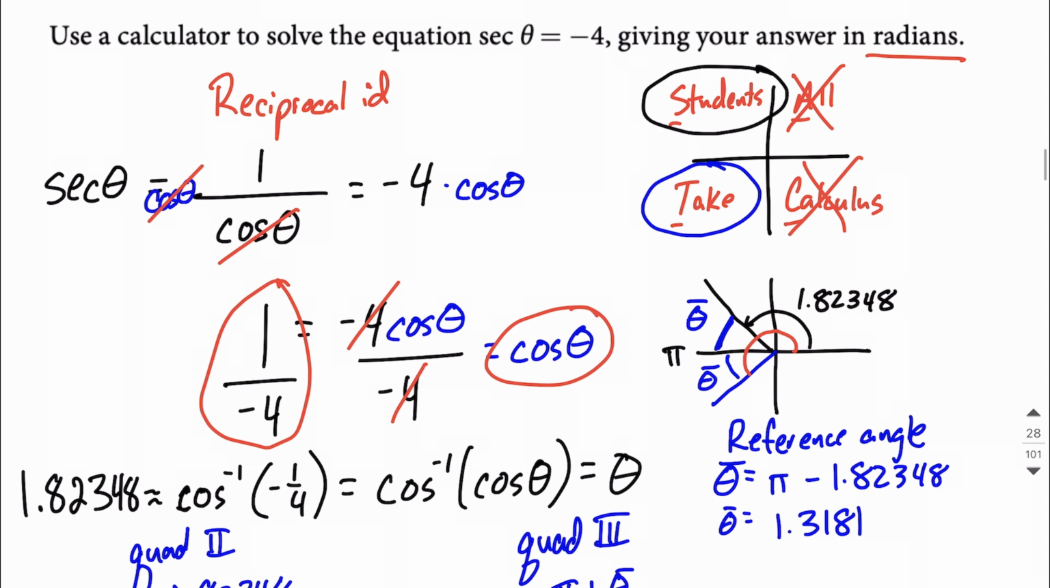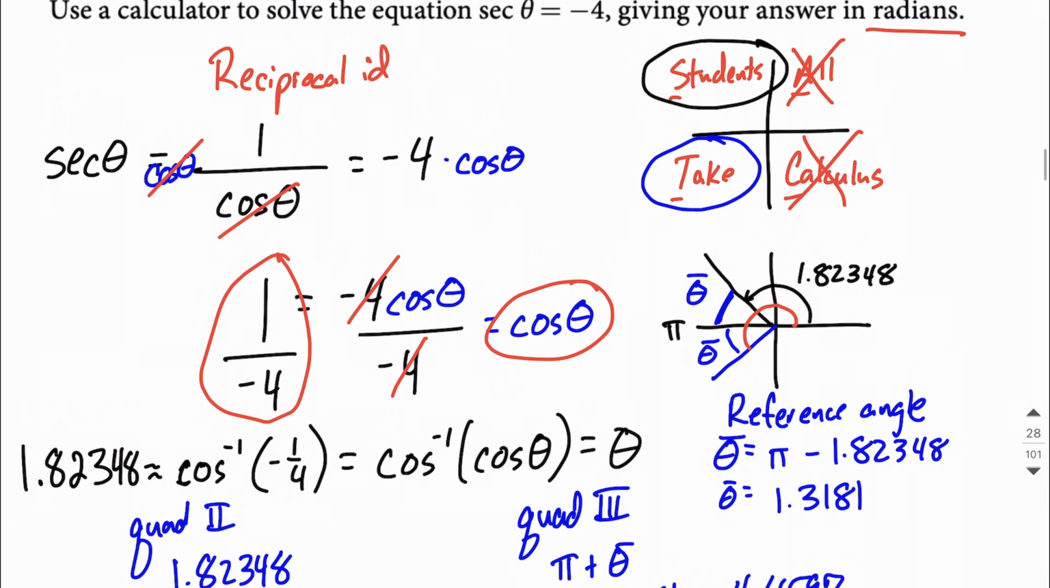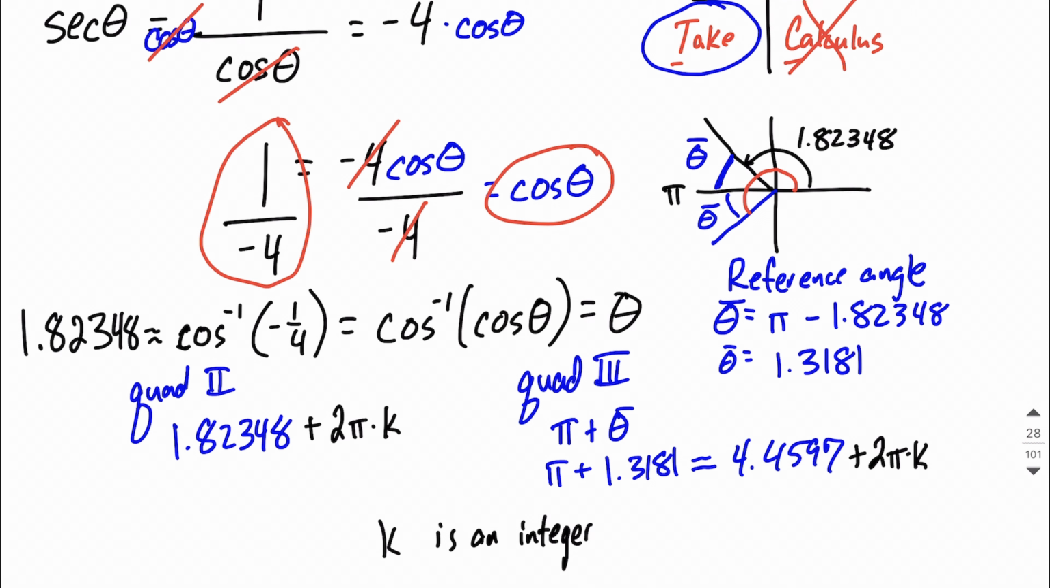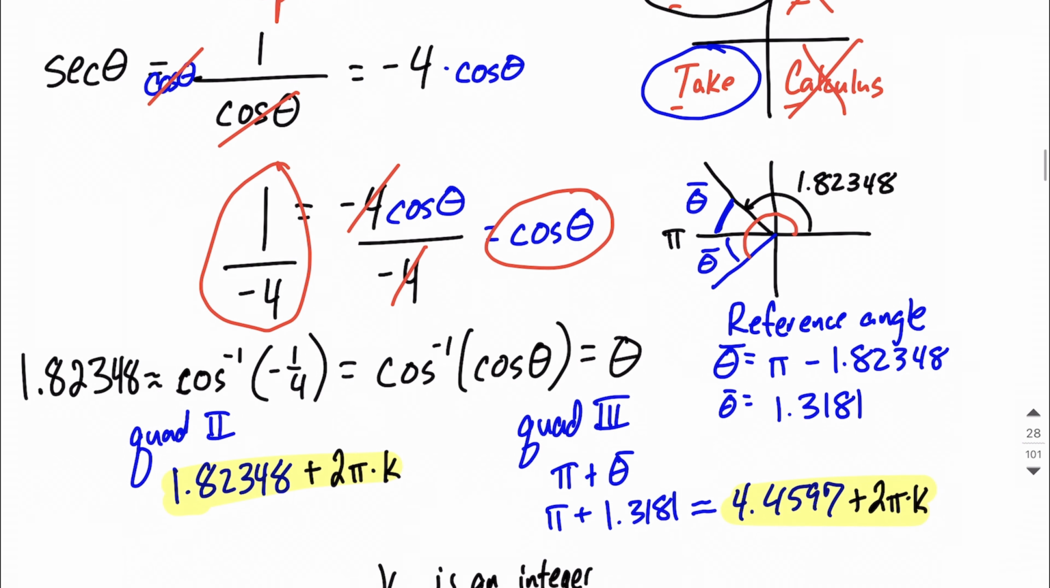With each of these, we can further expand this. So far we've got our angles in the first time around the circle, between 0 and 2 pi. But we can expand this by adding whatever the period is for cosine, which is 2 pi, multiplied by k to each one of these. In both cases, k is an integer. And this represents every single answer we could possibly find whenever our secant was equal to -4.